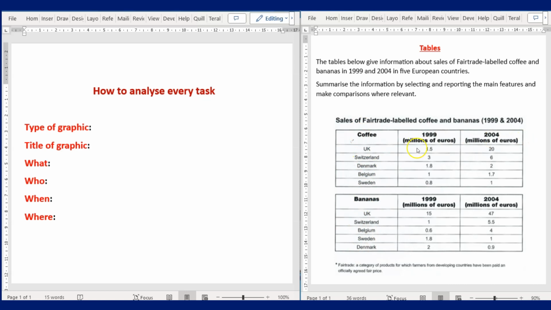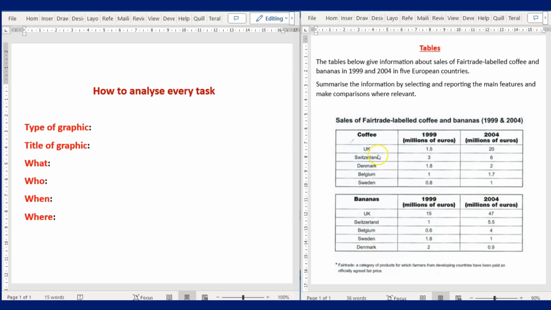So you can see here we have the coffee, right? The coffee in 1999, in millions of euros, and also you have 2004 in millions of euros. So if you read it, you understand the question and why they are putting that particular money amount there. So you note that. This is about coffee, and this is banana. So banana, millions of euros in 1999 and that of 2004.